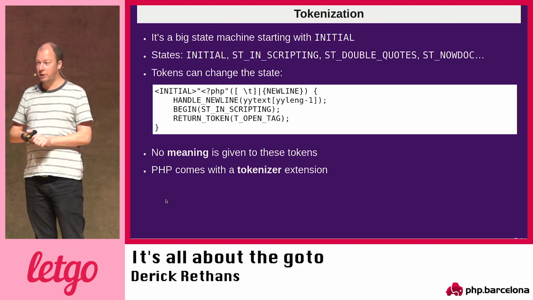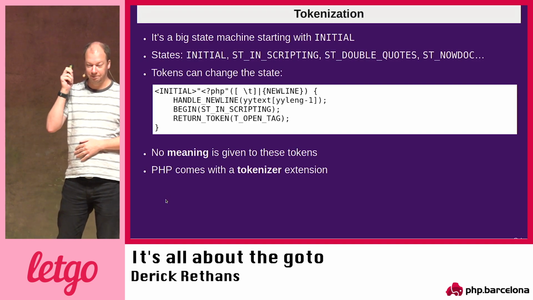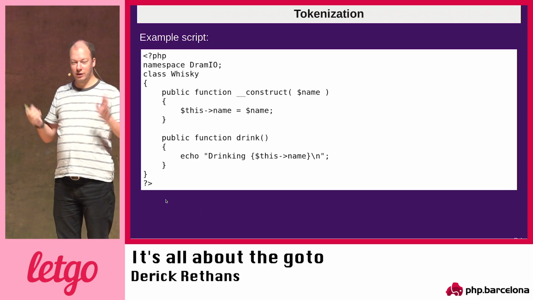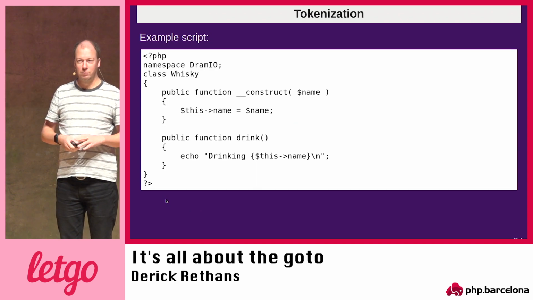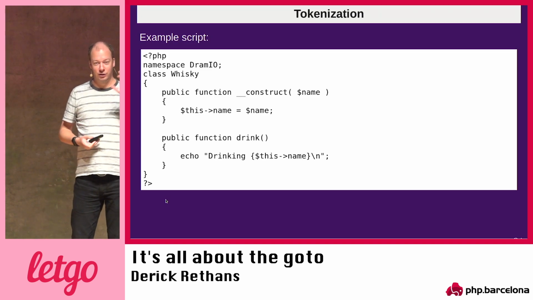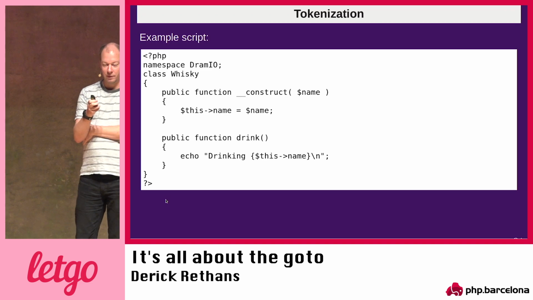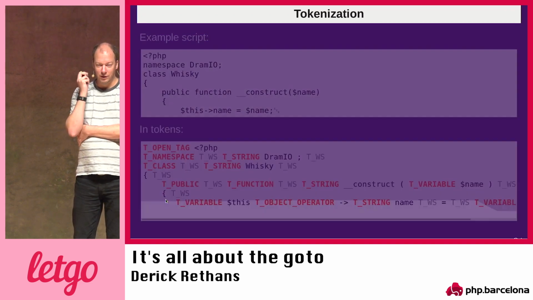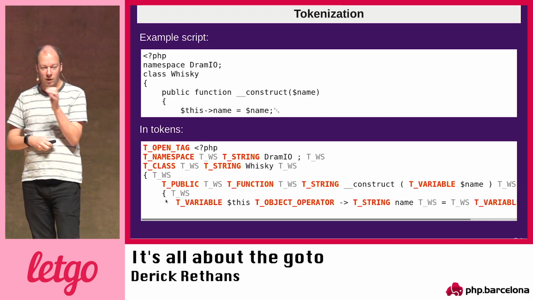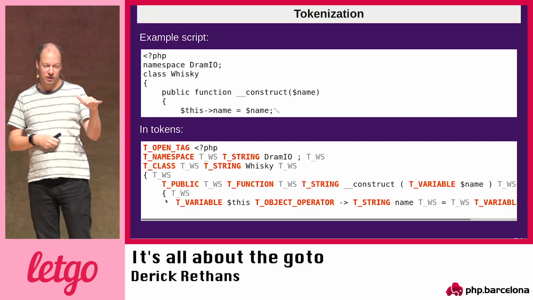Luckily, we can have a look at this because PHP comes with a tokenizer extension. So let's have a look at a script. This is an example I've come up with. It has no specific meaning. It's just a tiny script, just to see what it does. So we have this script. Showing the tokens didn't fit on one slide, so I just cut it in half to make it a bit easier. So what comes out of the tokenizer extension is the following.